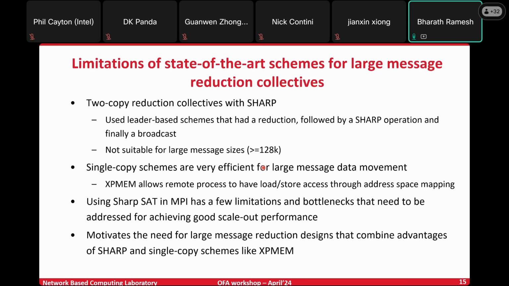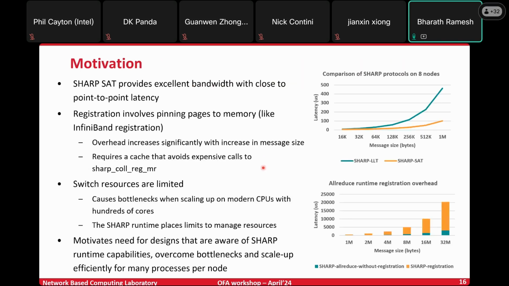Now considering this, and the fact that streaming aggregation is a switch level resource, which means that it has limitations and you need to address various bottlenecks, this motivates the need for using these single copy schemes and combining them with streaming aggregation to design an all-reduce collective.